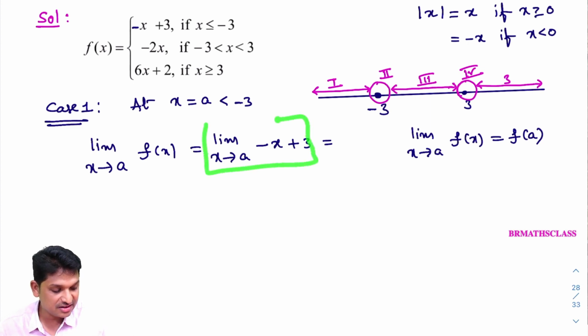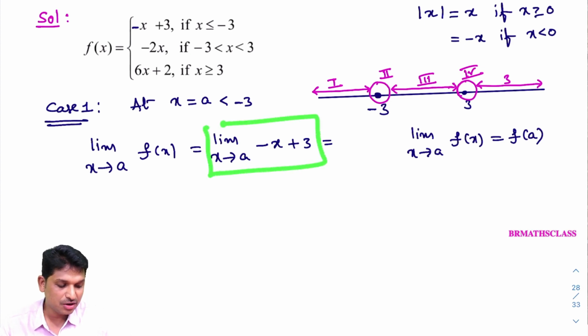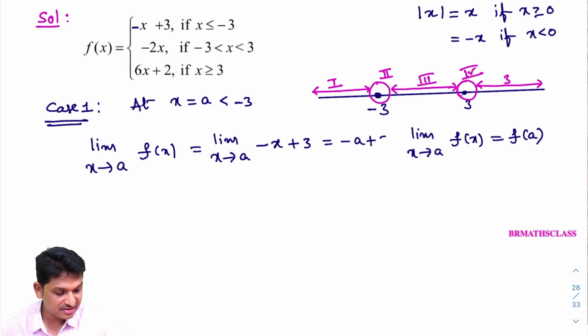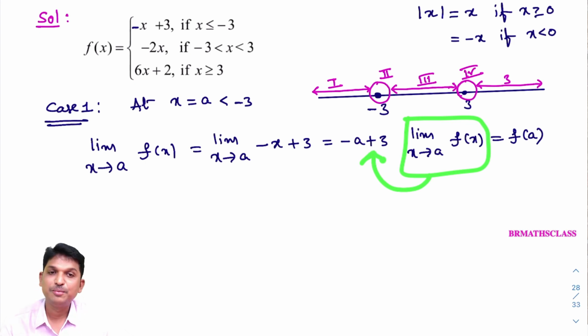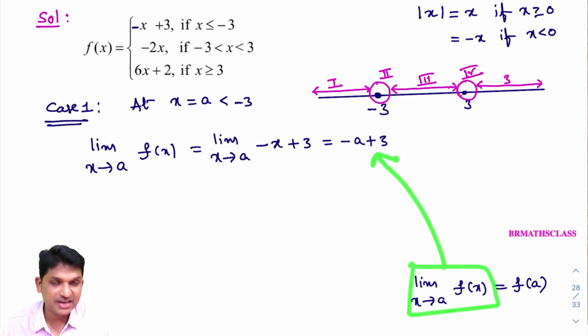Now, I need to calculate the limit of this function. How will we calculate? In the limit chapter, for any problem, first we try by direct method. What is direct method? In the given function, wherever x is there you write this a value. Then what will you get? This is minus a plus 3. So I calculated this value, and I got minus a plus 3.